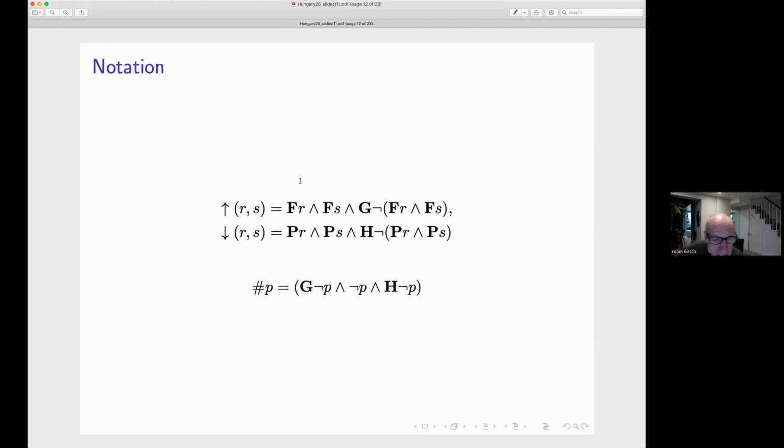One more piece of notation which I will use. Hash P or sharp P means P is not true here or in the future or in the past. If it's true anywhere, it's incomparable to the point, the space-time point where I'm evaluating.